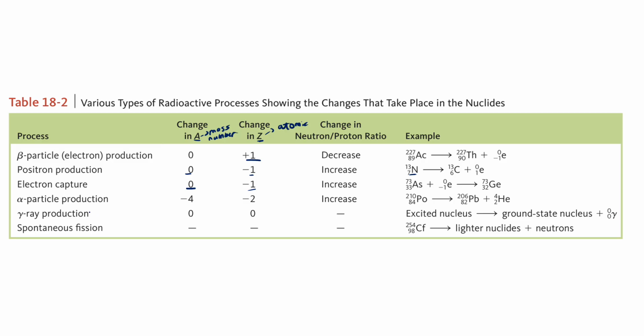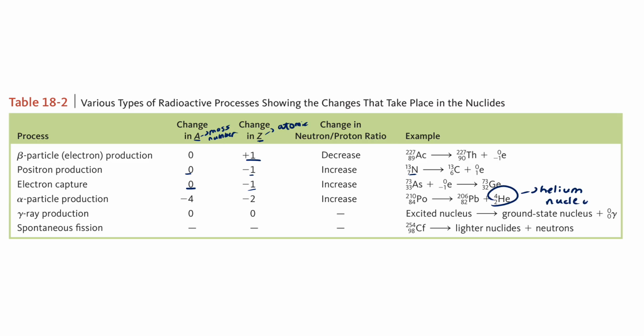Now we also have alpha particle production where you have a change in mass number. It's -4, and a change in atomic number. So this loses two neutrons and two protons. This one loses two protons, right? So you have polonium 210 becomes lead 206. And remember, an alpha particle is basically a helium nucleus.